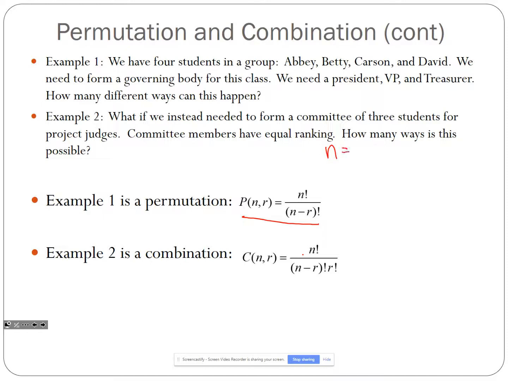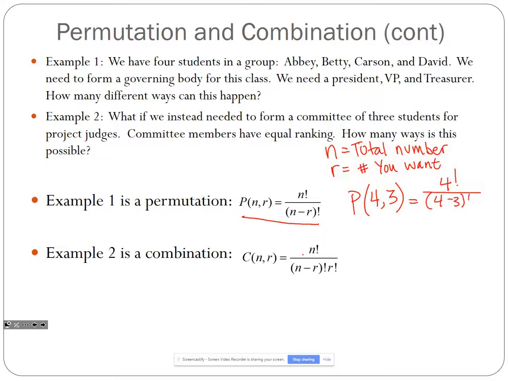And N is the total number, and R is the number you want. So for this first example, we have 4 total people available: Abby, Betty, Carson, and David, and we only need 3 for the positions. So 4 factorial divided by 4 minus 3 factorial. So 4 factorial divided by 1 factorial.